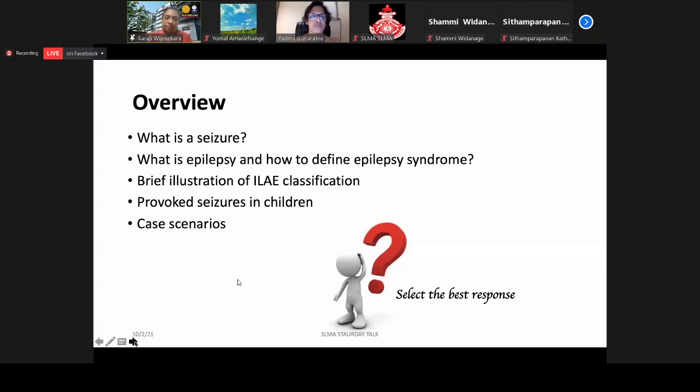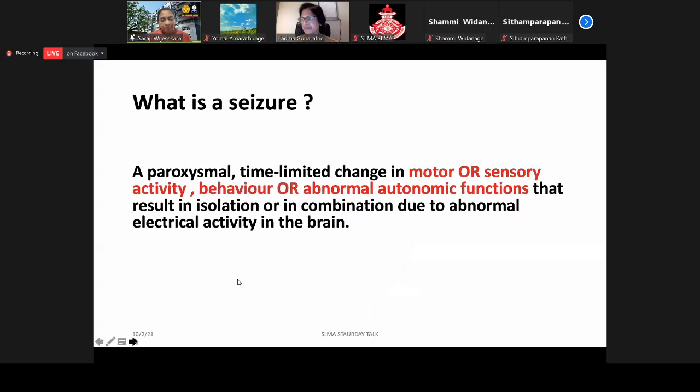Especially when I'm dealing with children, I have to talk to you about provoked seizures, because most of the seizures in children are provoked rather than epilepsy. So it's good that we have some idea about provoking factors, and then go through the case scenarios. And finally, to go through the questions and select the best response.